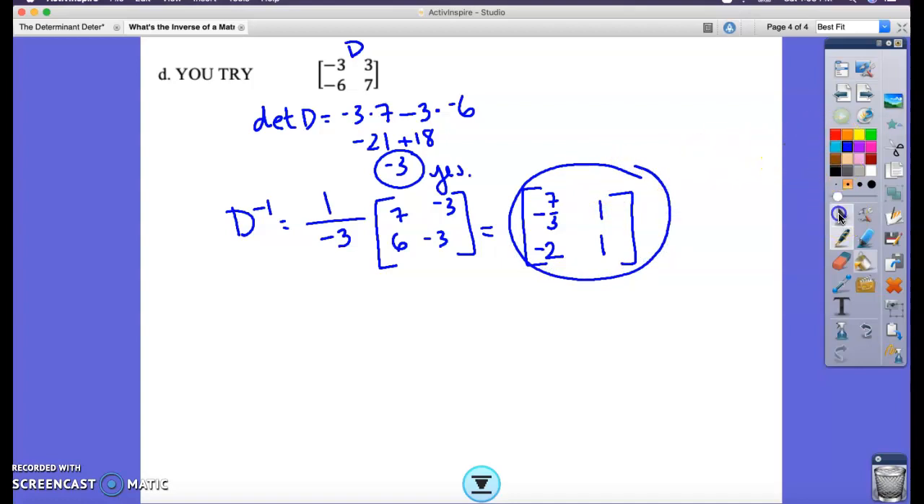All right, there's more practice attached to the worksheet. Please take advantage. Find the inverse by hand of a 2 by 2.